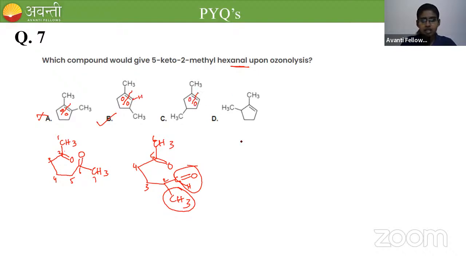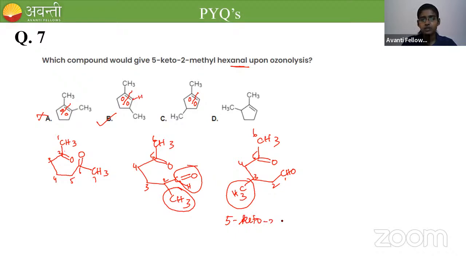And from option C, what you will get? You will add oxygen like this, and we will get one CH3 group here, another CH3 there, and a double bond, and we'll get CHO here. So we are getting 1, 2, 3, 4, 5, 6, right? So we are getting 5-keto, 3-methyl hexanal here. The position of the methyl group changes. So that's why option C is not the correct answer.